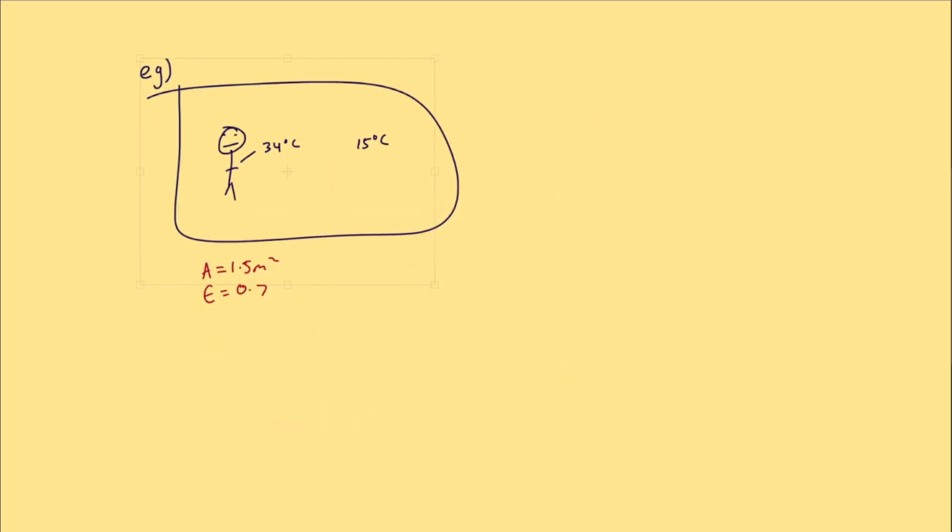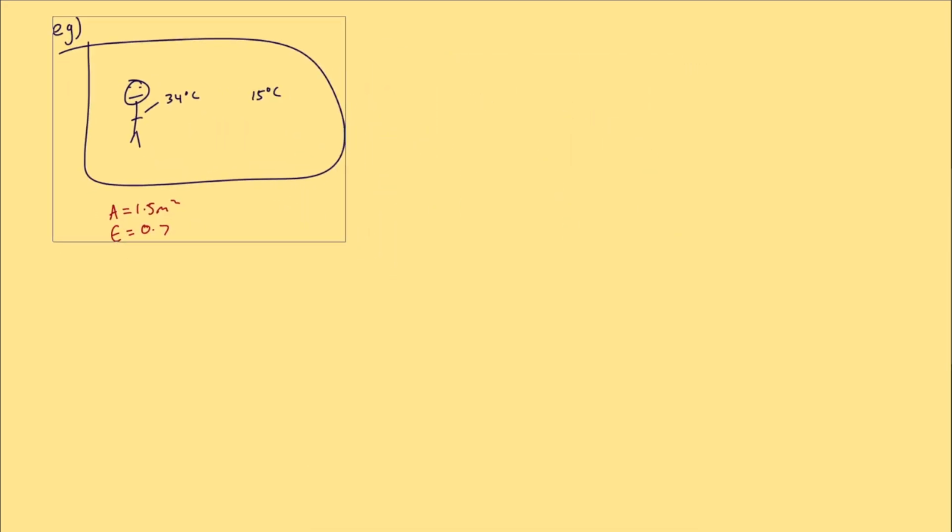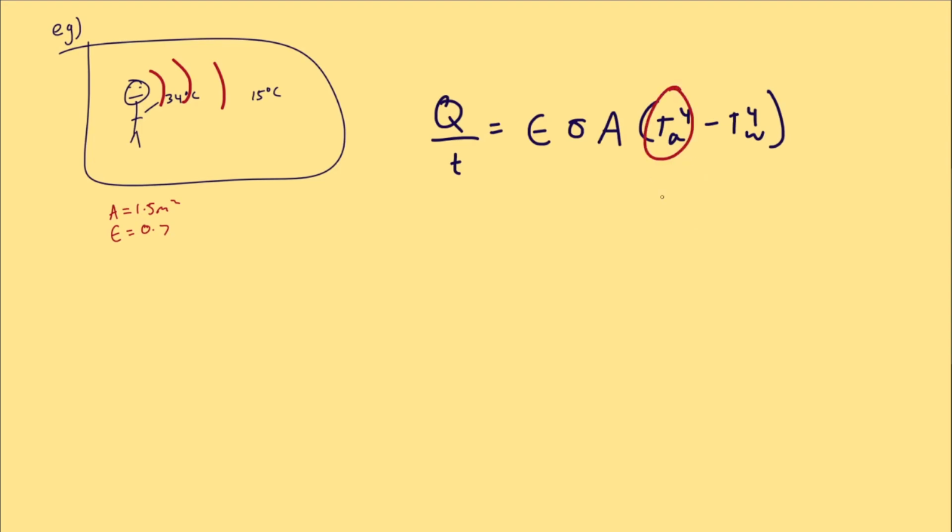Now, let's solve for how much energy he is radiating per second. Take our equation, which we just wrote out here. This represents the temperature of the athlete. This is the temperature of the walls. We have to convert it to Kelvin first, and to convert Celsius to Kelvin, you just add 273. So 34 degrees Celsius for the athlete means that the athlete has a temperature of 307 Kelvin, with the walls having a temperature of 288 Kelvin.